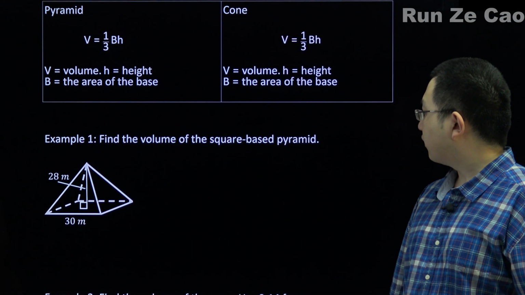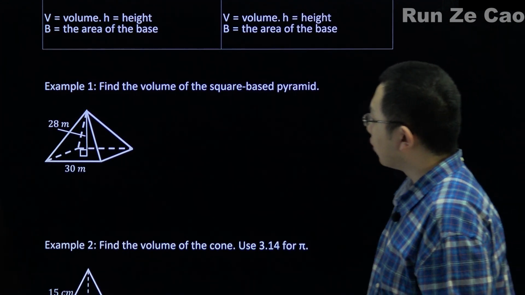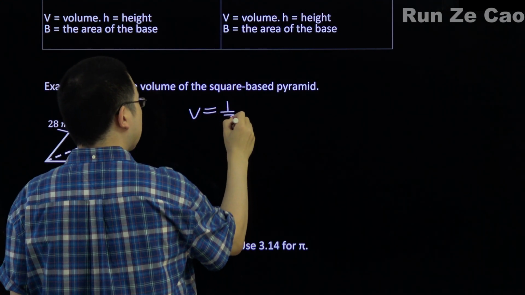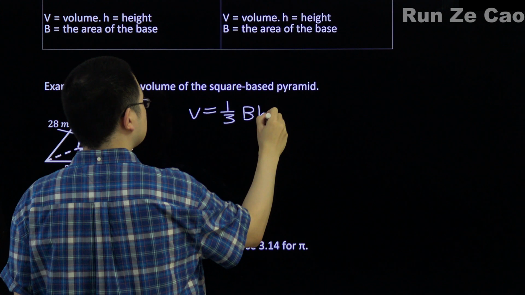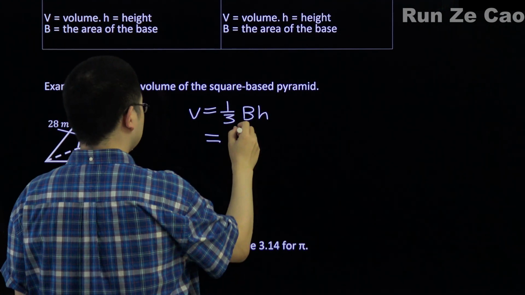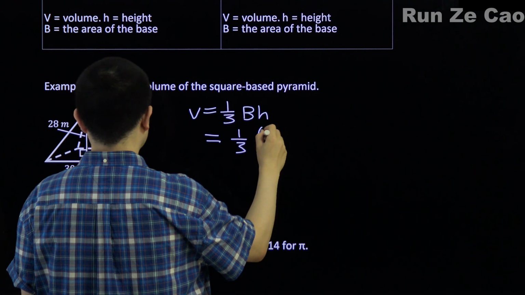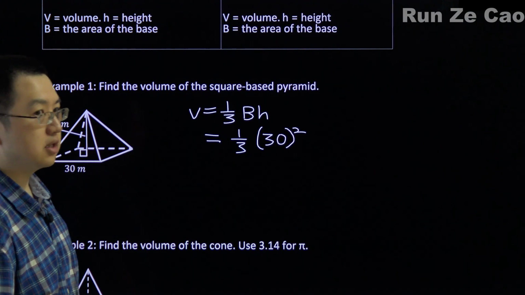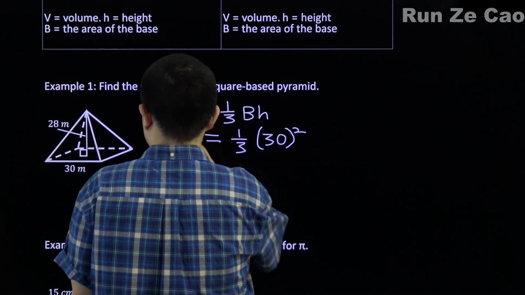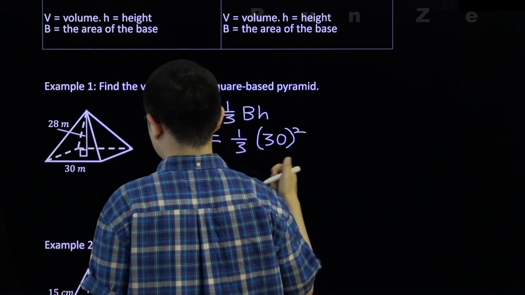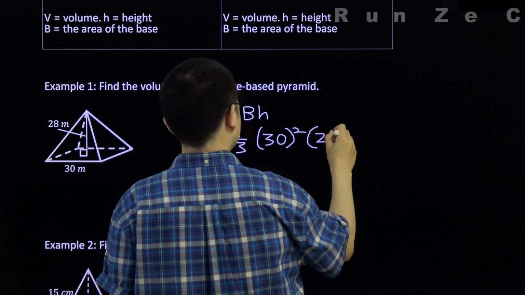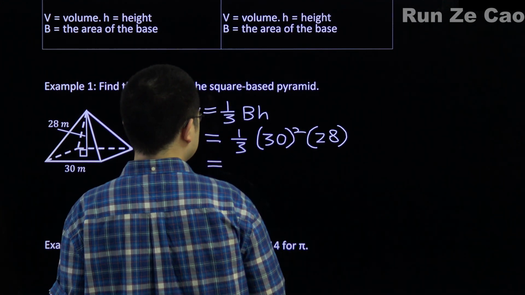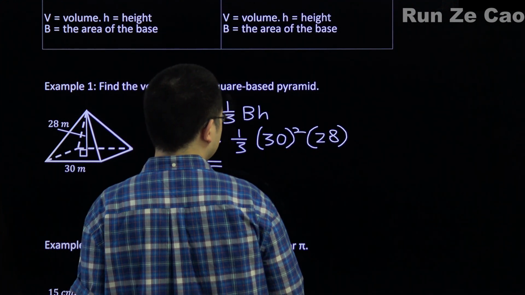Now, find the volume of the square-based pyramid shown. Oh, well, the volume is 1/3 the base area times height. So that's 1/3 base, which is 30, squared. The base area is s squared in this case, if we were to represent it formulaically. Height is 28 meters. So 1/3 times 30 squared times 28.